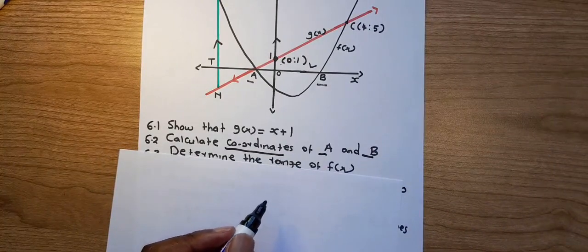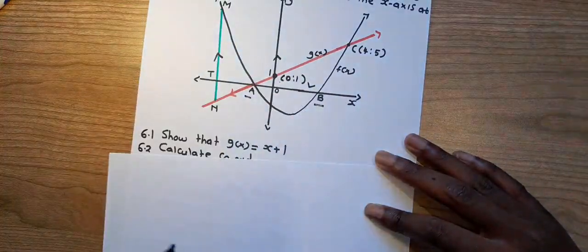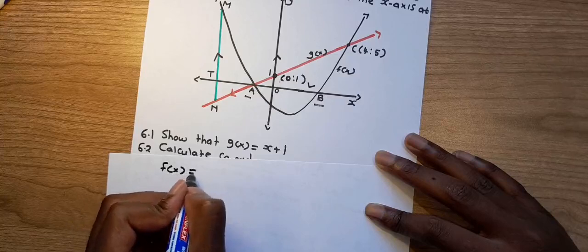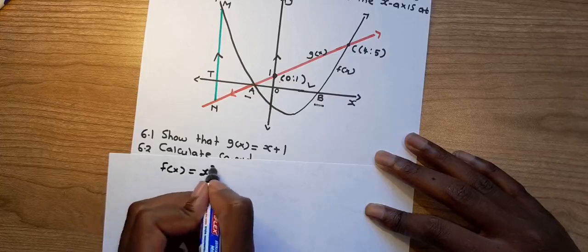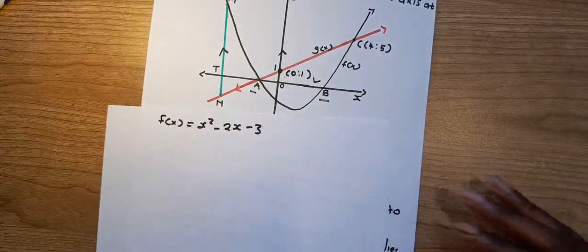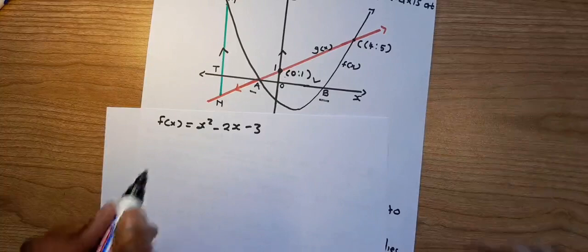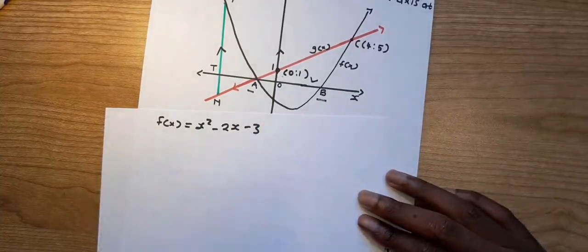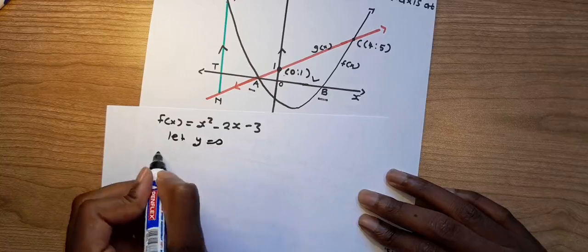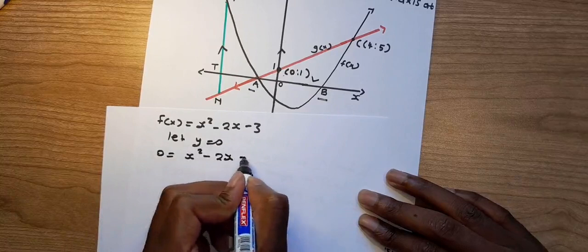Now, I want to show you, I'm actually emphasizing this. A and B actually fall on this quadratic expression. And we know that the equation of the quadratic expression is given by f(x) = x squared minus 2x minus 3. You want to find the x coordinates, so you say let y equal 0. So you're going to have 0 = x squared minus 2x minus 3.